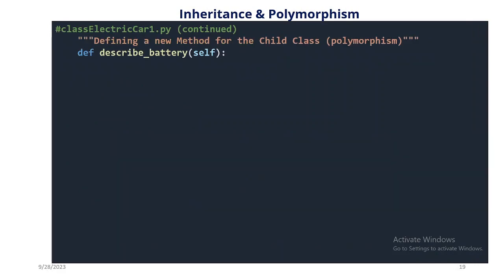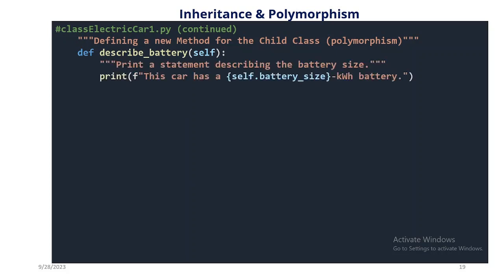Let's create another method, a new method in class ElectricCar that is not in class Car. This is polymorphism. So we say def describe_battery self, print a statement describing the battery size. We say this car has a self.battery_size kWh, kilowatt hour.